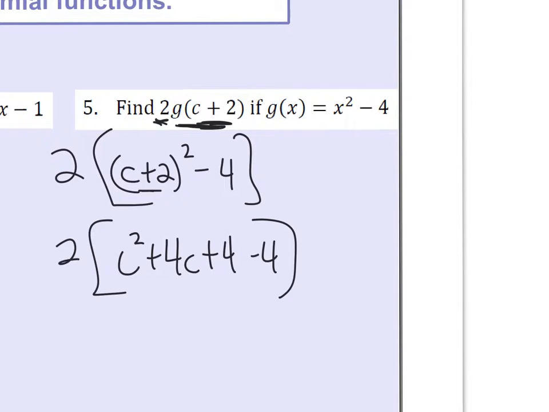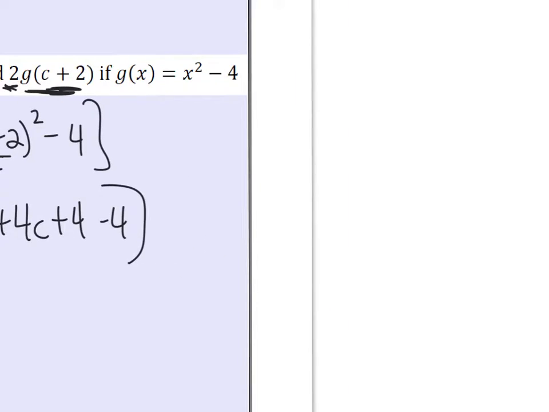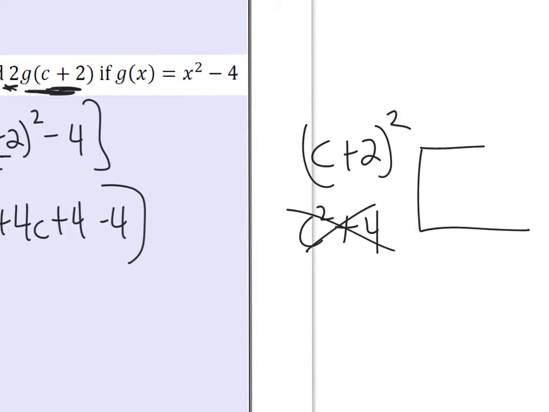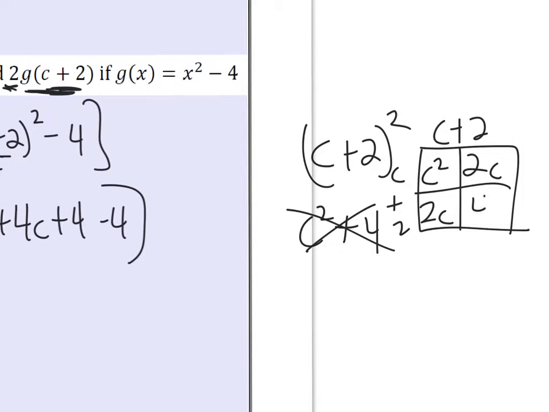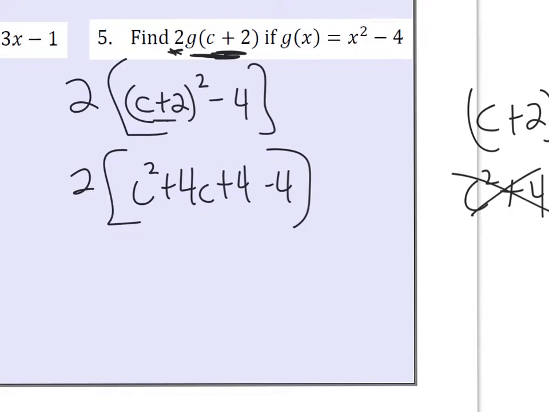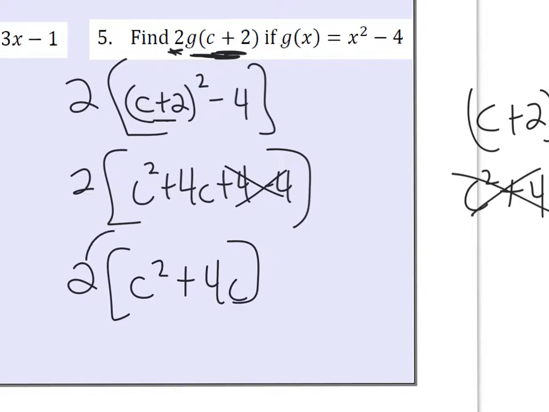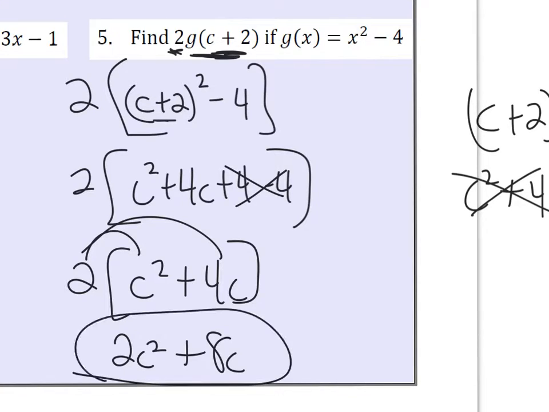All right. How do I do that? You know, a lot of kids will put c plus 2 squared, and I will get c squared plus 4. That is wrong. Draw your box if you have to. You know, c plus 2, c plus 2, c squared, 2c, 2c, 4. There's that middle term that I've got to deal with. So now when I put this together, I get c squared plus 4c. That cancels out. So now I take my 2 through 2c squared plus 8c. There's my answer.